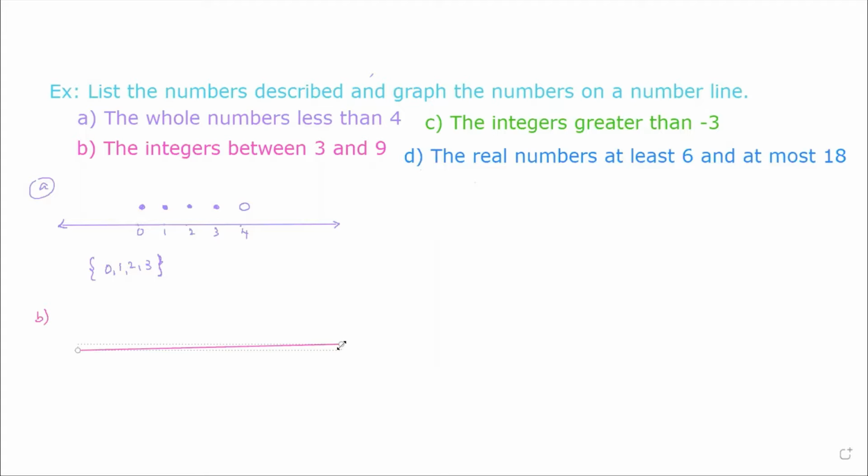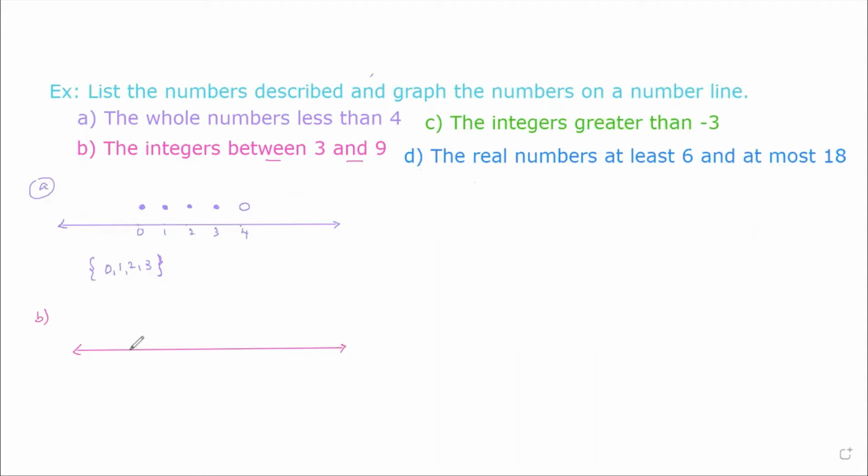Again, draw the arrowhead on both sides. So the integers between 3 and 9, between, right? Between 3 and 9, so 3 and 9 are not included.